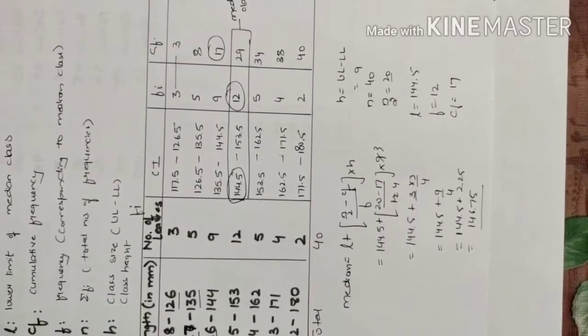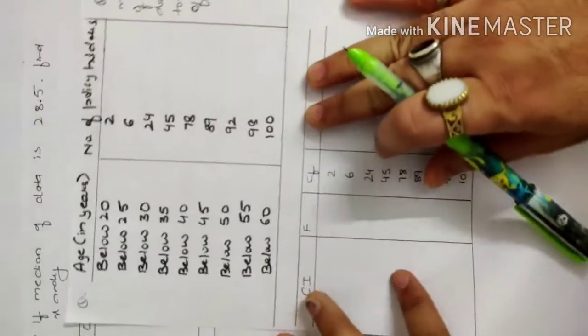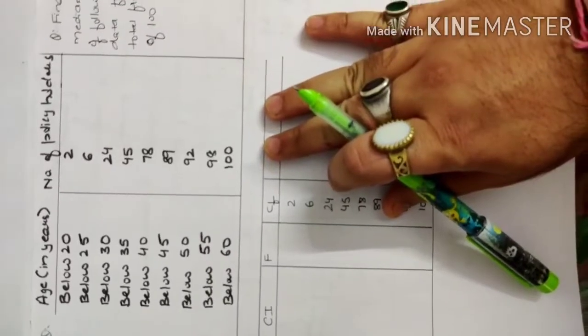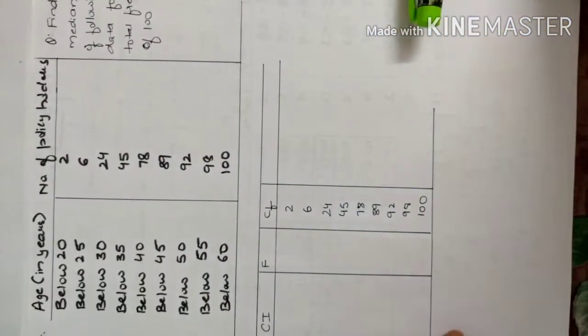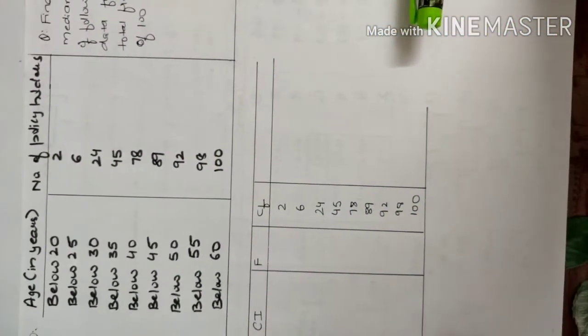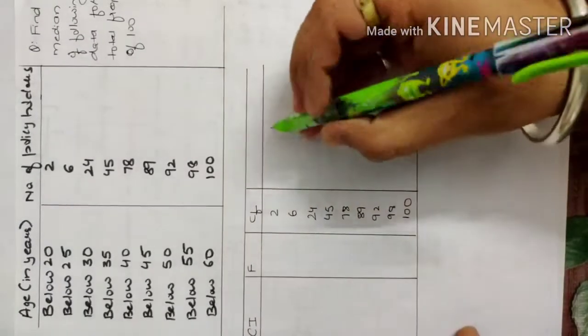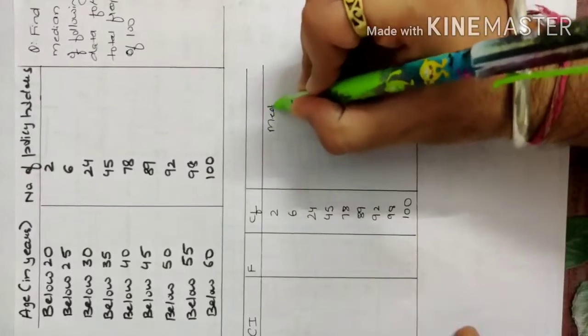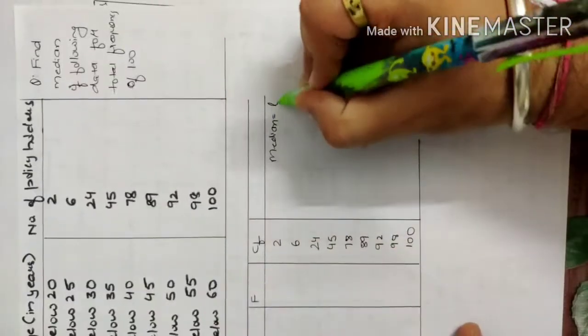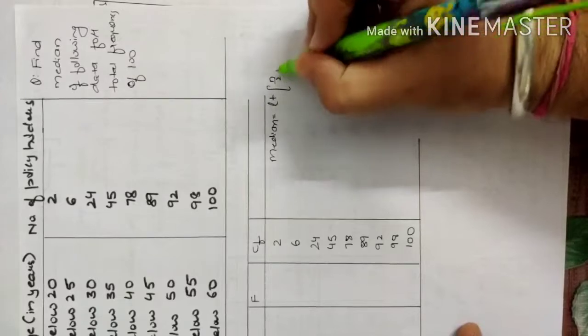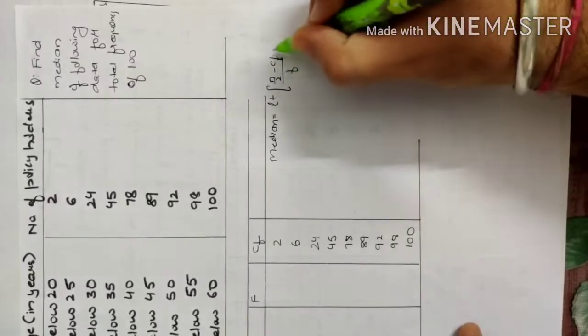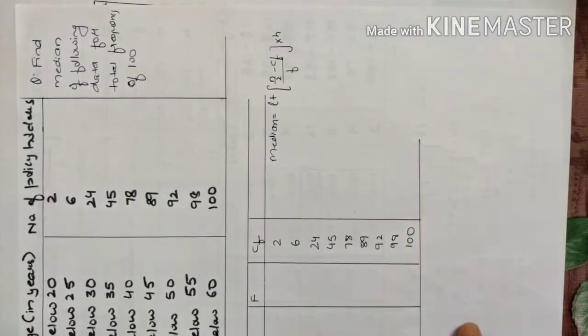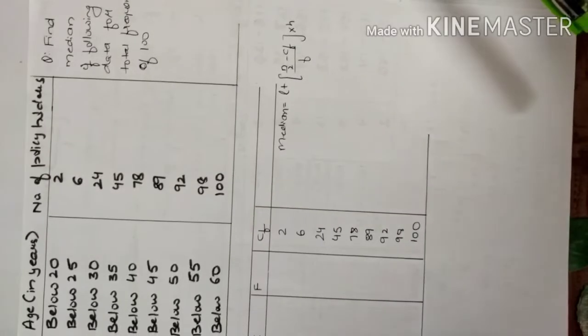So now we will practice a few more sums regarding this median. Now we have this question number 3, and the question is to find the median of the following data. Now before we start with the sum, we know the formula for the median. It is given by L plus n by 2 minus CF upon F into h. Okay, we'll use this formula, no worries and no hurries.